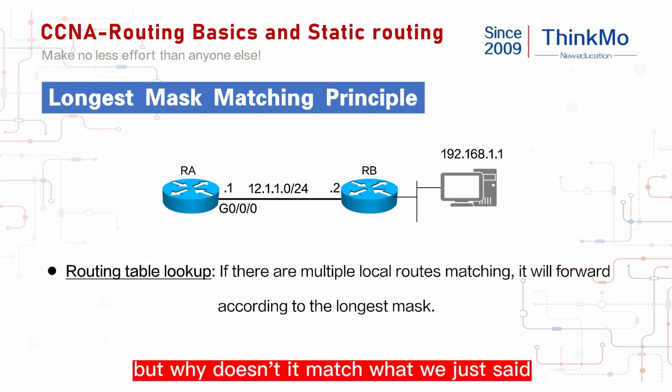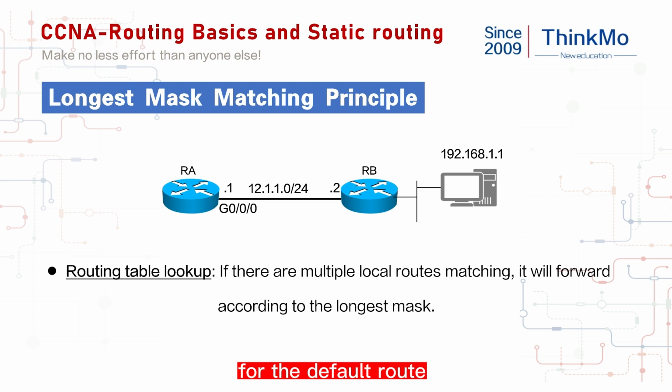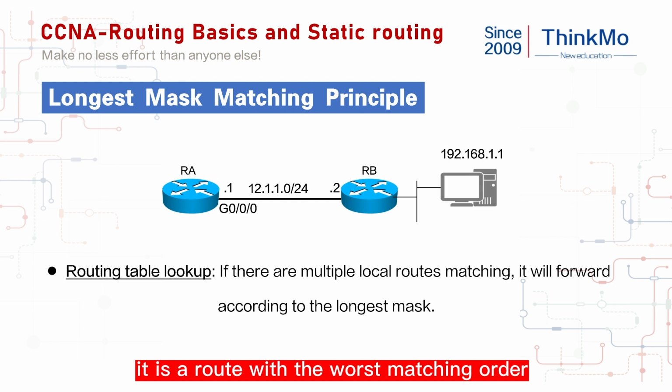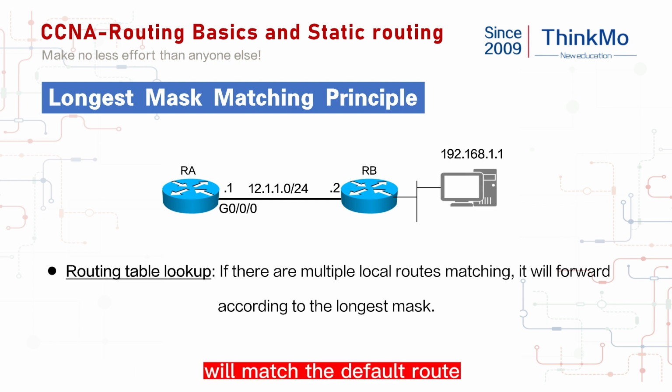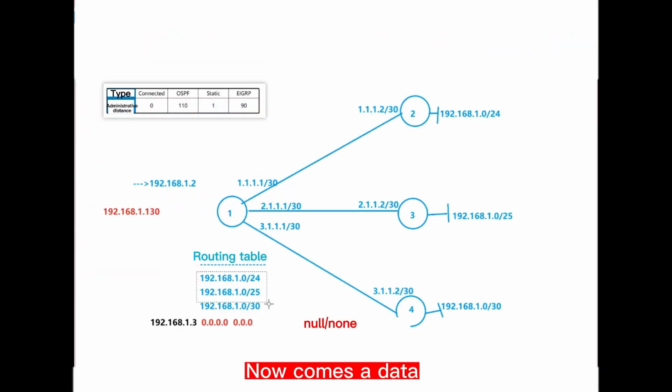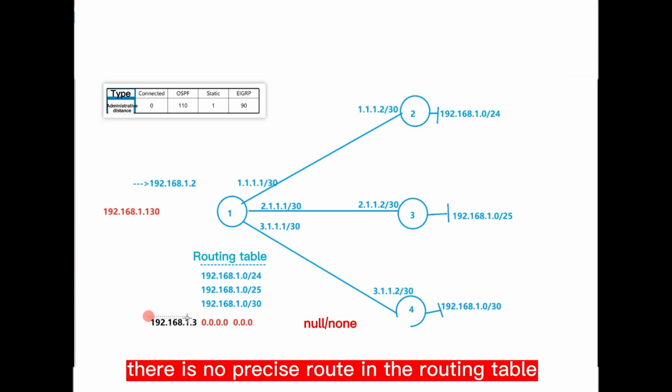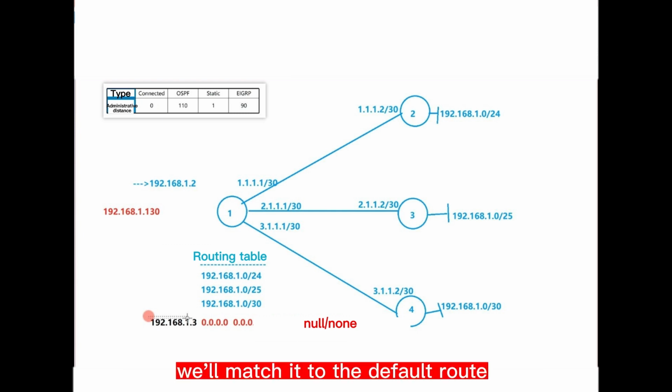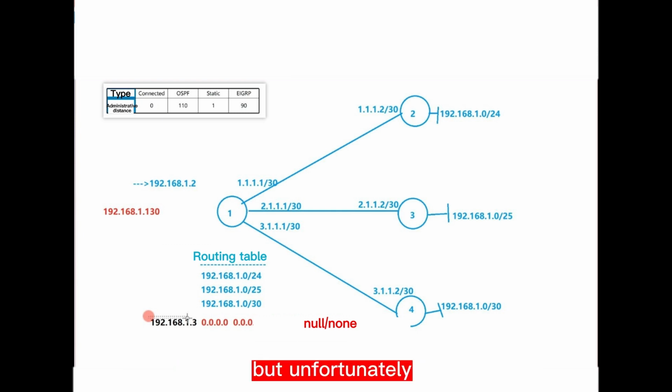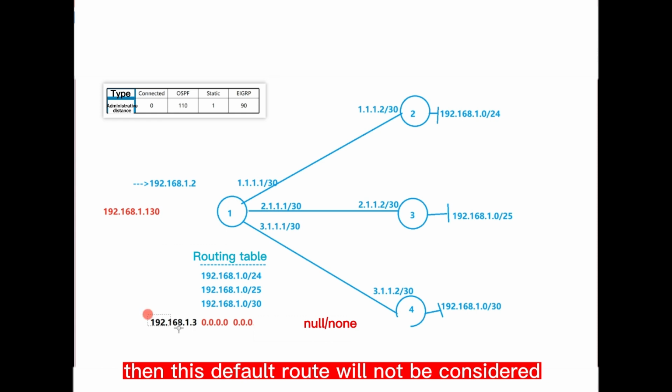But why doesn't it match what we just said? For the default route, since its mask is 0, it is a route with the worst matching order. Only when there is no local route to match will match the default route. Now comes a data. Check locally first. When it is determined that there is no precise route in the routing table, we'll match it to the default route. But unfortunately, there is a route here. Can help with precise forwarding. Then this default route will not be considered.